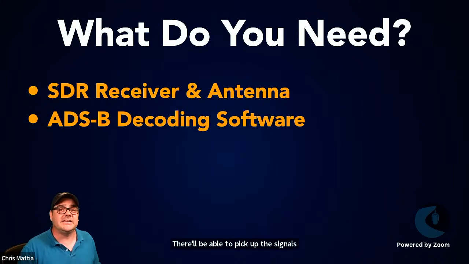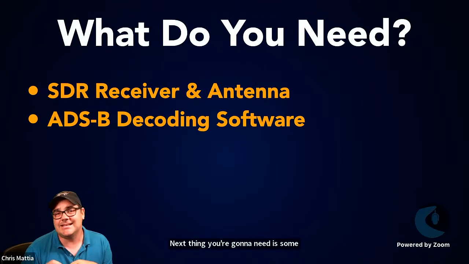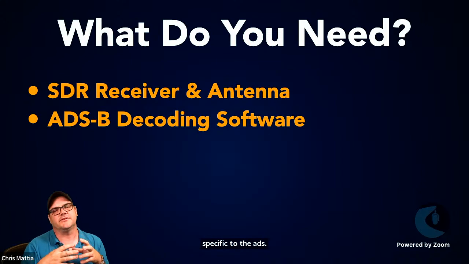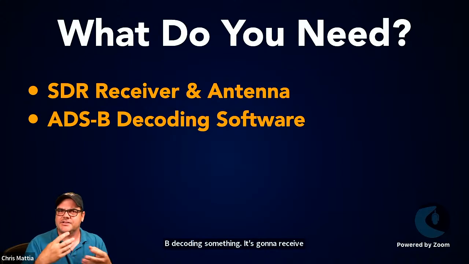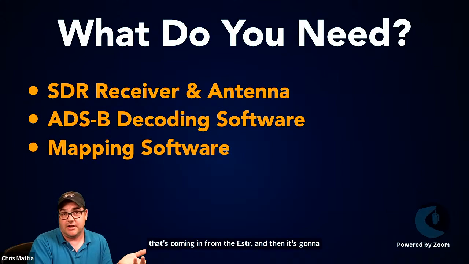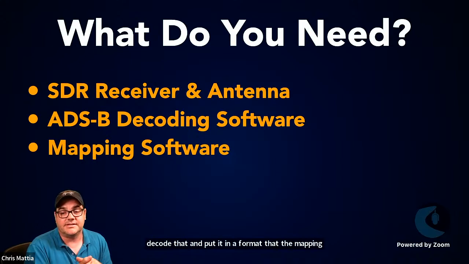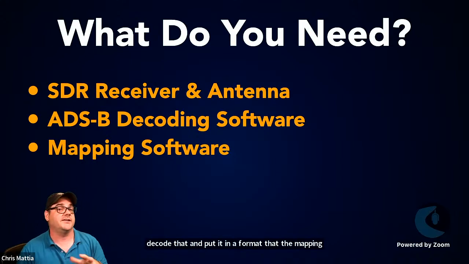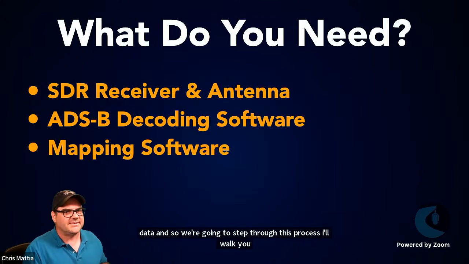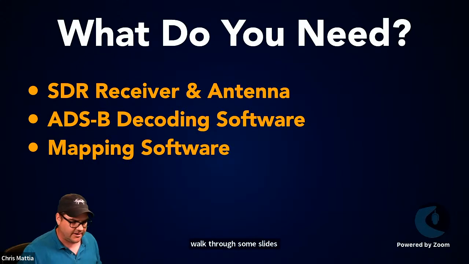The next thing you're going to need is some software that is specific to ADS-B decoding. Something's going to receive those signals that are coming in from the SDR, and then it's going to decode that and put it in a format that the mapping software needs in order to be able to map those data. And so we're going to step through this process. I'll walk you through how to go ahead and set these things up. I'll walk through some slides first, and then I'll do a demo and show you each of the steps and configure it up and running.